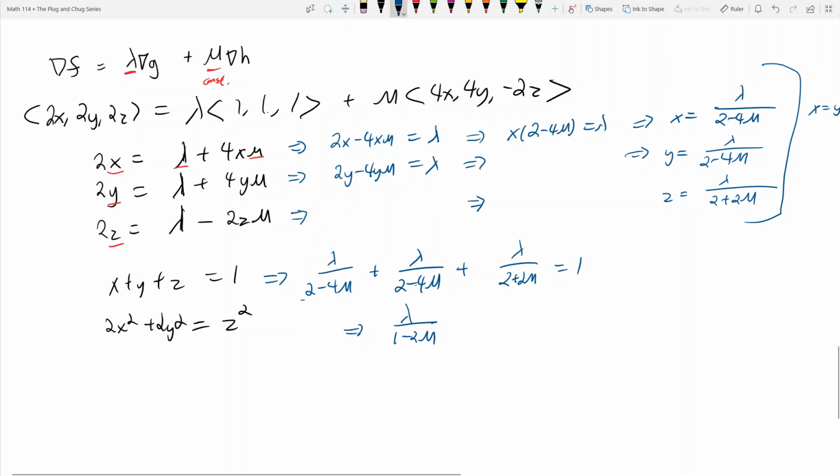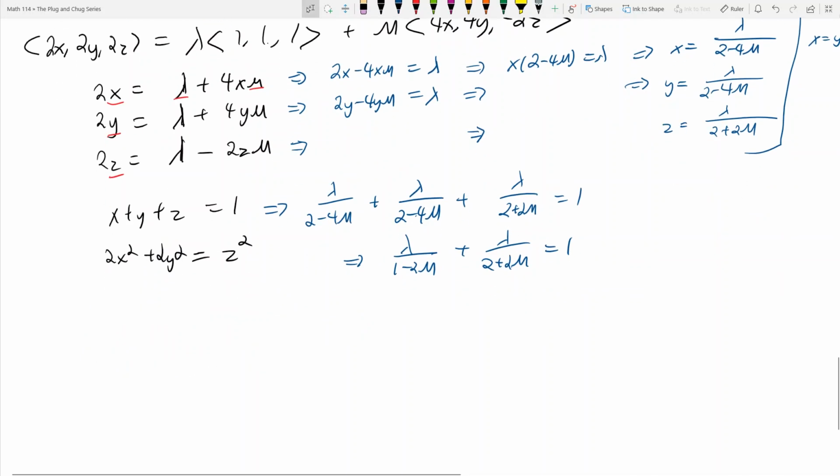So these two guys become this guy right here, and then plus lambda over 2 plus 2 mu is equal to 1. And actually, for now, we're just going to have to leave it there because I have 2 unknowns, right? Can't really do anything about that. So now what? Well, now I have one more equation I haven't used, right? I haven't used this guy. So let's plug in x, y, z into this guy. And it looks a little crazy, but believe me, it'll work out. You just have to persevere through this.